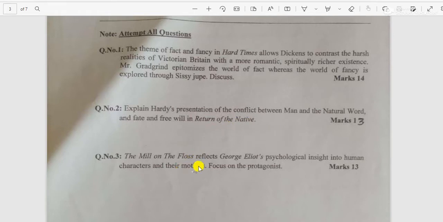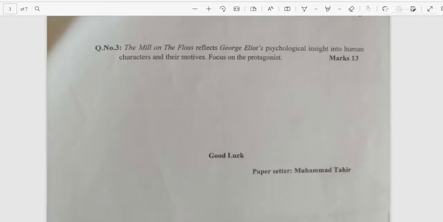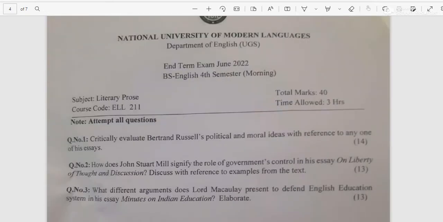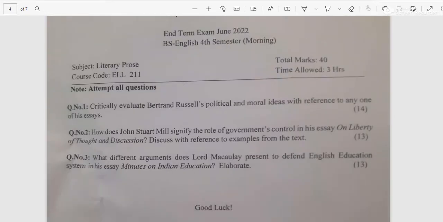Question number 3. The Mill on the Floss reflects George Eliot's psychological insight into human characters and their motives. Focus on the protagonist. And then literary prose. Question number 1.